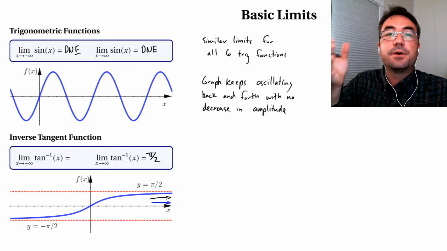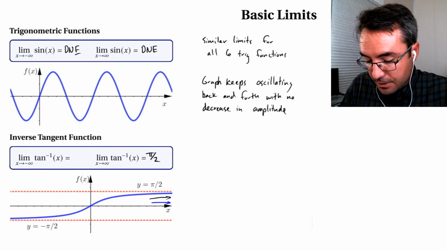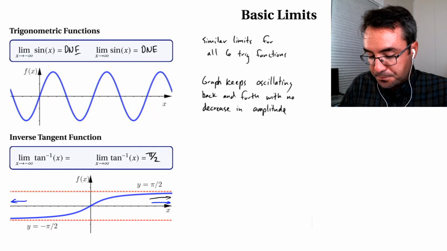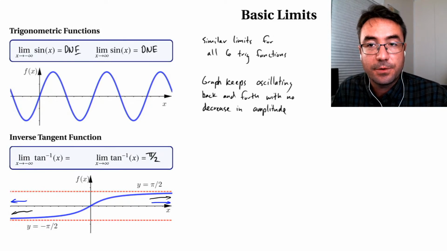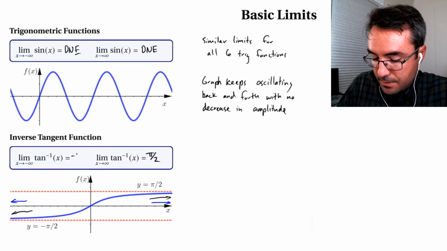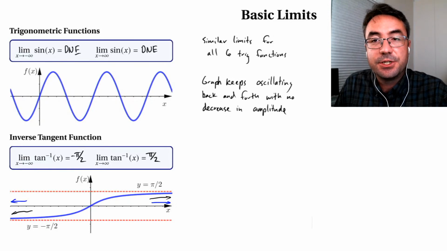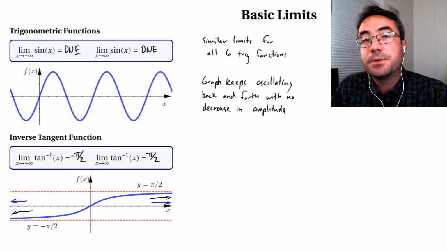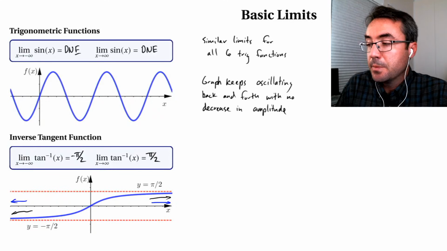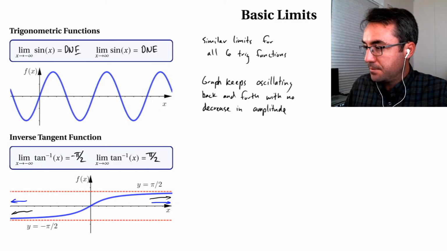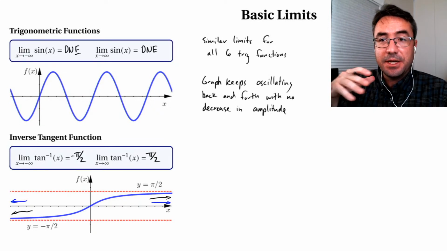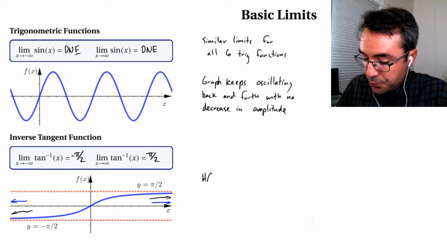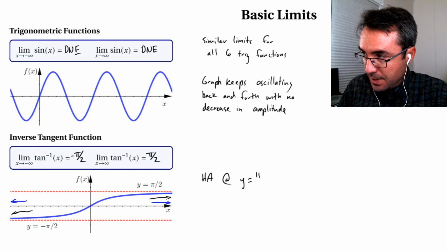And then same thing for the left side. As our input gets larger and larger negative, the output of our function is getting closer and closer to that number negative pi/2. And so the limit of inverse tangent as x gets large negative is equal to negative pi/2. And so inverse tangent has some nice limits here, and it actually has 2 different horizontal asymptotes, y = pi/2 and y = negative pi/2.